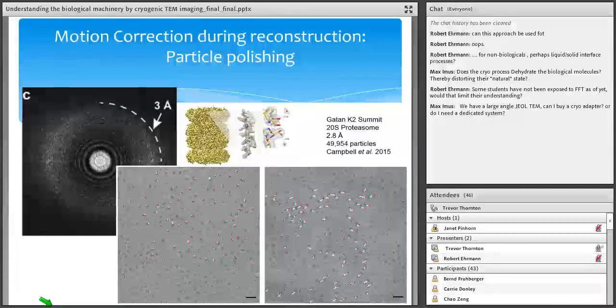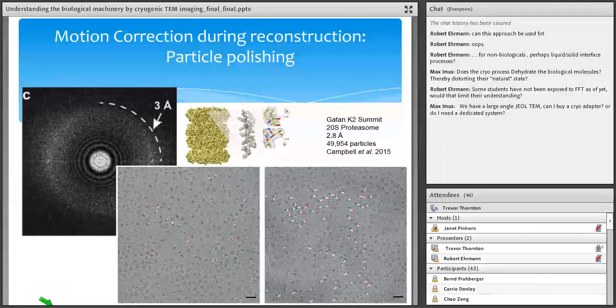And we do one last step to help further improve the resolution, and that's what's called particle polishing. If we think about it, not every molecule is going to be moving in the same direction. So we have basically the beginning, which is a red dot, and then a green dot, and a white line showing the vector to the red dot, the finishing location.